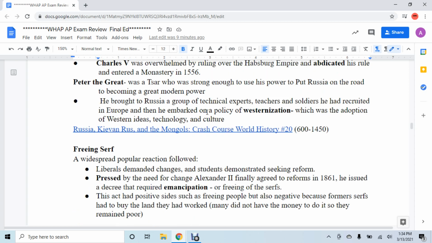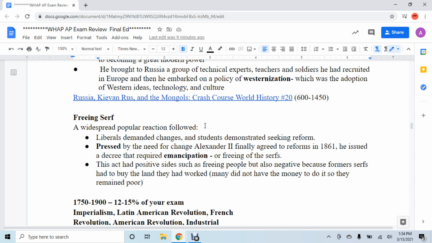Again, Peter the Great is known for Westernization. That's another typo there. This is something that I kind of slapped together just for a quick review for my students, so hopefully you enjoy this or utilize as much as you can. And again, if you don't know what I'm talking about, just jump in there.